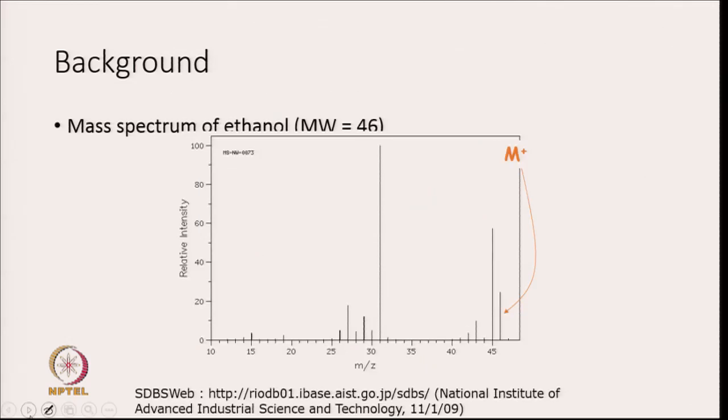So, this is the mass spectrum of ethanol, which has a molecular weight of 46. Now you can see that the M plus ion peak is here, and you can get a peak at M minus 1.